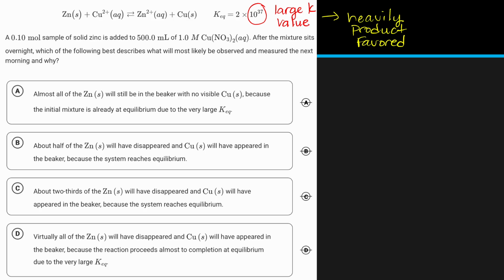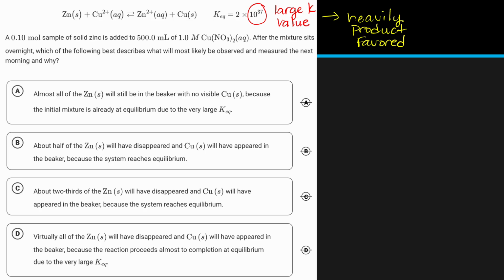The question says a 0.1 mole sample of solid zinc is added to 500 milliliters of 1 molar copper 2 nitrate. After the mixture sits overnight, which of the following best describes what will most likely be observed and measured the next morning? So from our equilibrium constant, we can see that we have a very large K value, which means we're going to have a lot of products being formed. So the next night, you should be looking for an answer choice that talks about pretty much only products being there when they observe it.